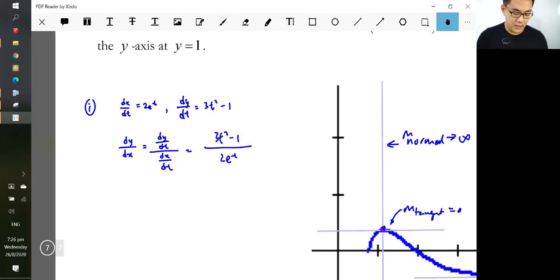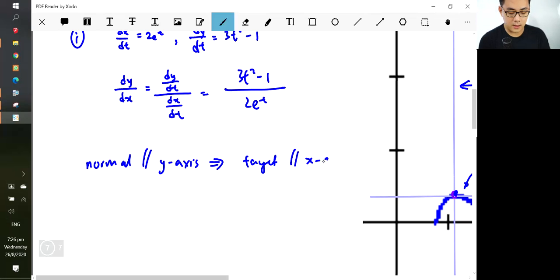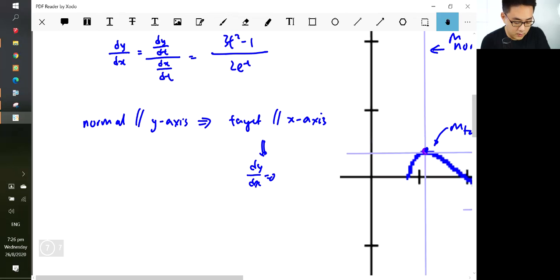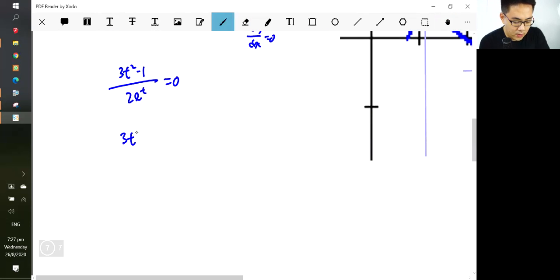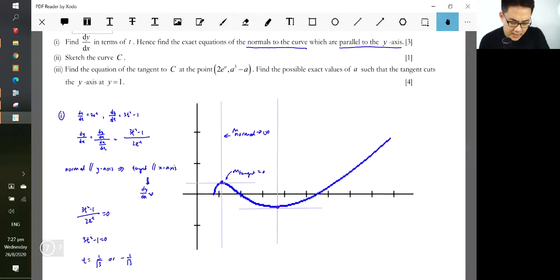So all we know is that the normal is parallel to the y-axis, so we deduce that the tangent is parallel to the x-axis, which means that dy/dx equals 0. So in this case, (3t squared minus 1) over 2e^t gives you 0. So 3t squared minus 1 equals 0, so t equals positive or negative 1 over root 3. What do they want? They want the exact equation of the normal.